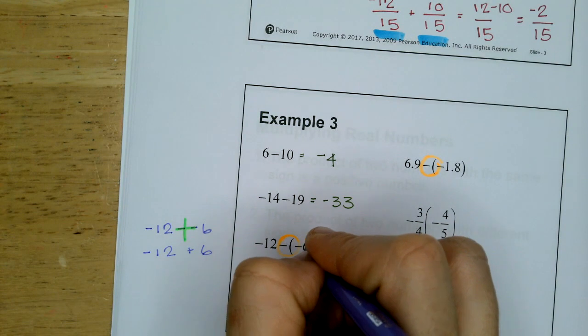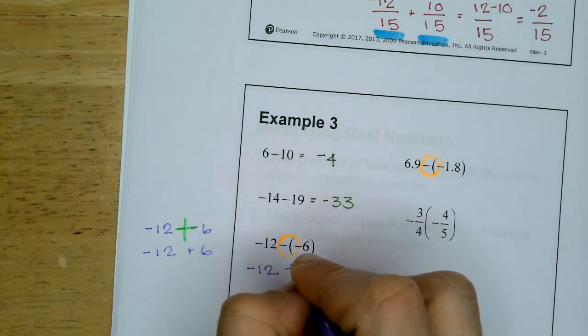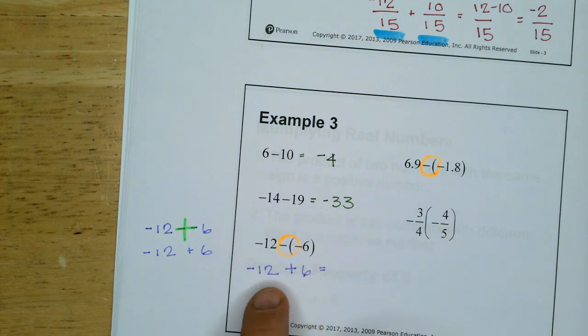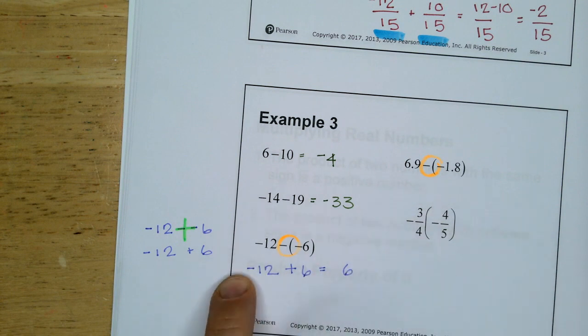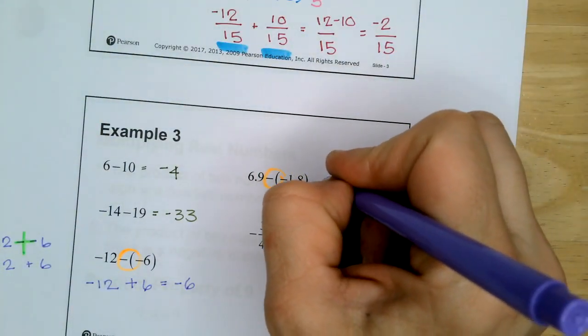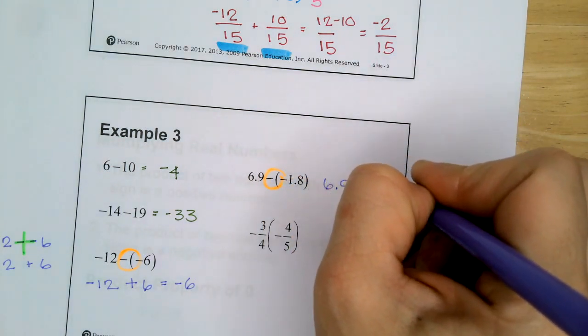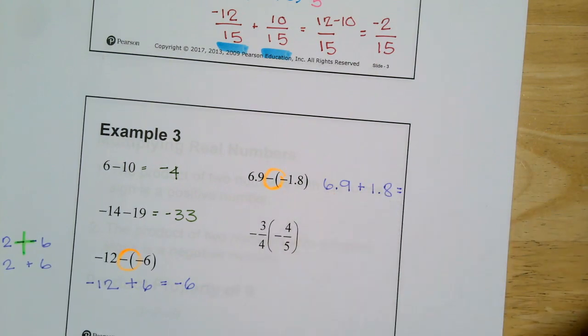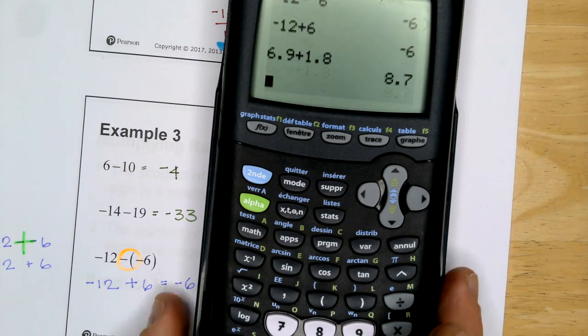So that's now a positive. Those are now different signs. 12 minus 6 I know is 6, but the sign of the bigger absolute value is negative, so it's going to be a -6. Same thing here. 6.9 minus a -1.8 is going to be 6.9 plus 1.8. Now those signs are common, so you can just put them in your calculator. 6.9 plus 1.8, 8.7.